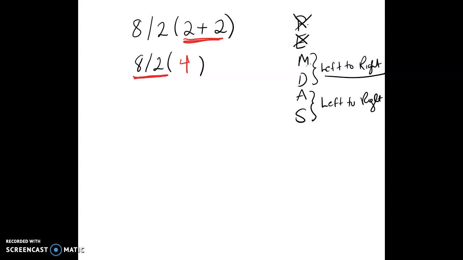And so doing 8 divided by 2, I get 4. And then I still have this multiplied by 4. And then 4 times 4 is 16. So I've completed this one.